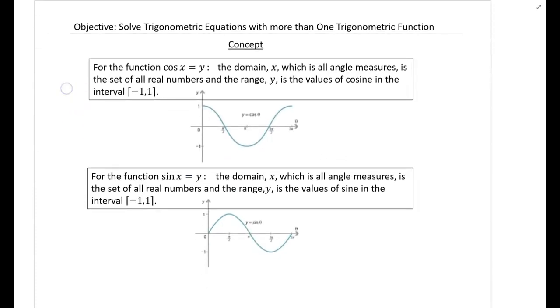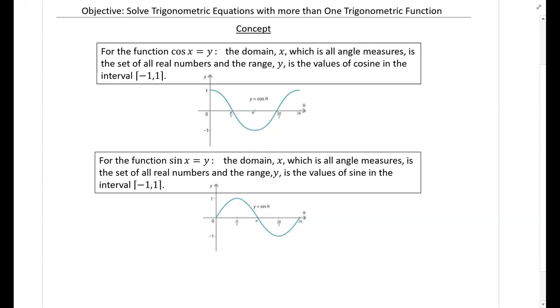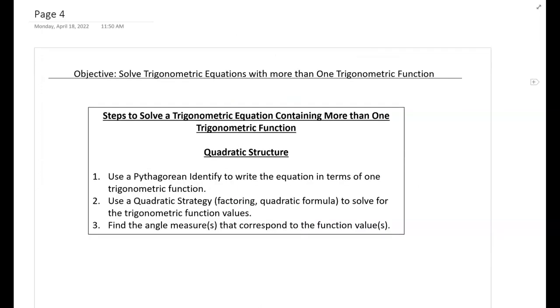All right, so just a reminder, for the functions sine and cosine, the domain is all real values. I can plug in any angle from negative infinity to positive infinity, and the range is values from negative 1 to positive 1 inclusive.